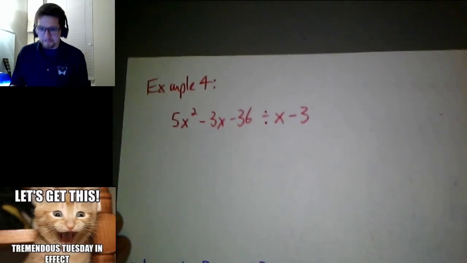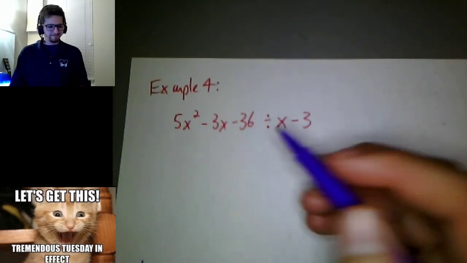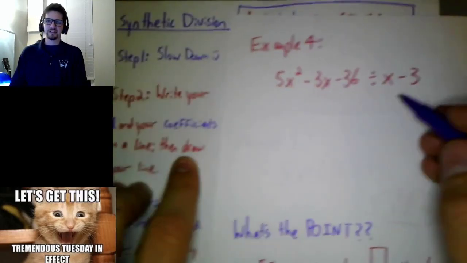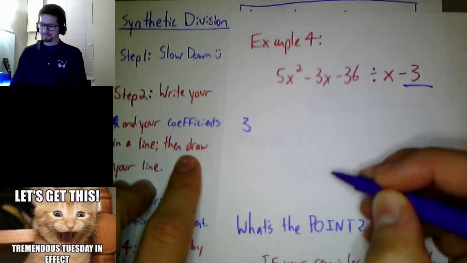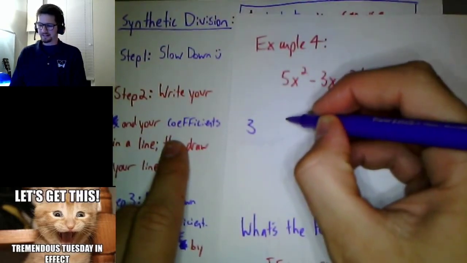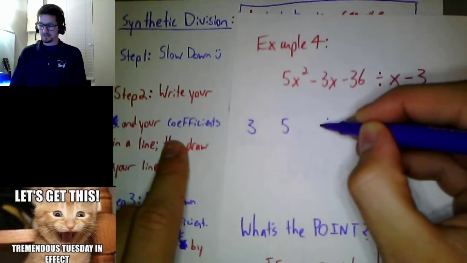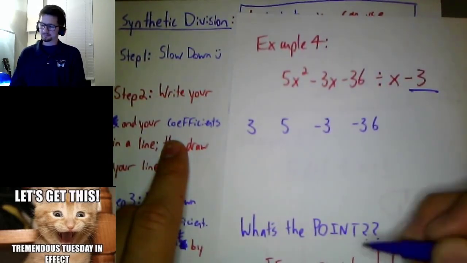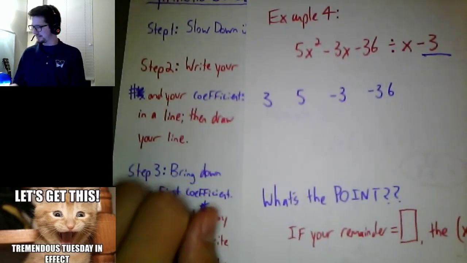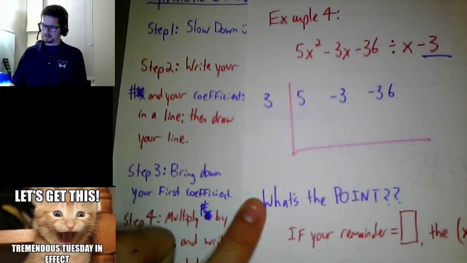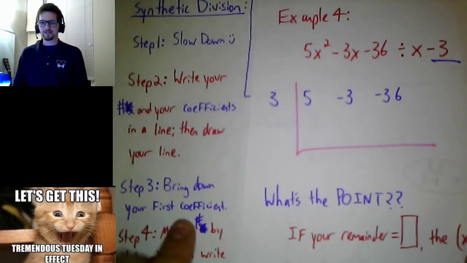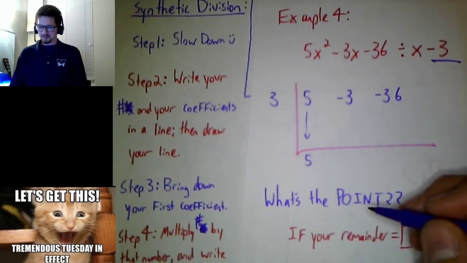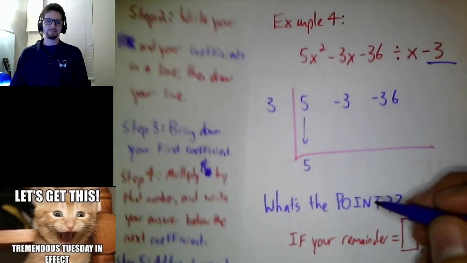Example 4. Step 1, slow down. Step 2, write your number, minus 3, change the sign, I get positive 3. And your coefficients, so that's 5, 3, negative 3, my bad, and negative 36. All right, and then draw my line. Okay, bring down your first coefficient. My 5 comes down.